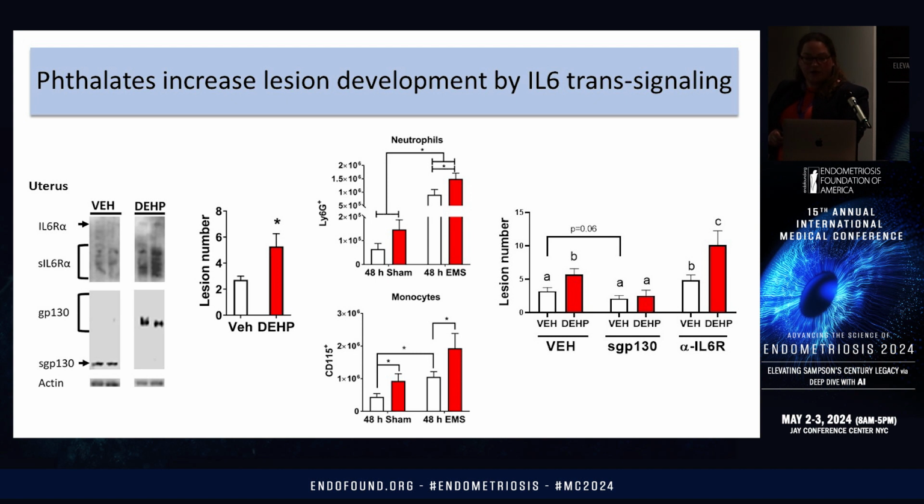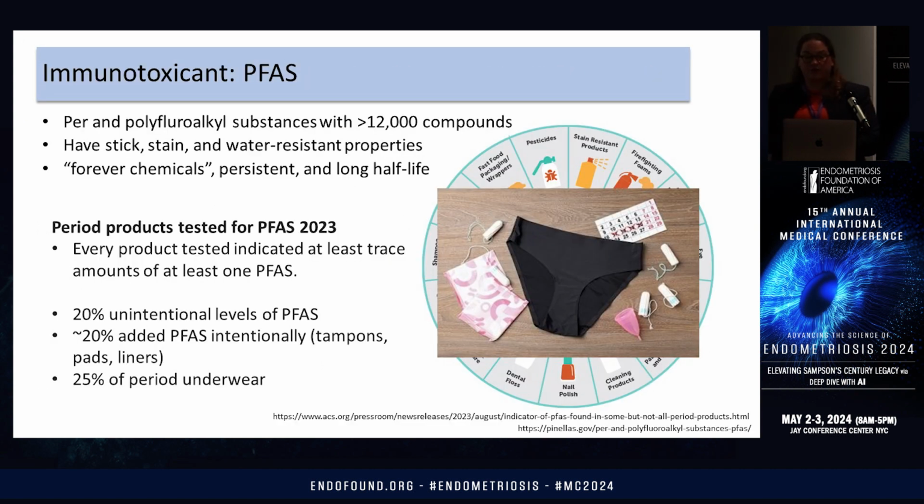So the next step in our newest set of research that we want to delve into, and the focus really where NIEHS is focusing, are the perfluoroalkyl substances, or the PFASs, where there are greater than 12,000 chemicals. If you go ahead and look at what is shown over here, you can see that they are found in a tremendous amount of products. These chemicals have stain, stick, and water resistant properties. They're considered forever chemicals because they're persistent and have long half-lives.